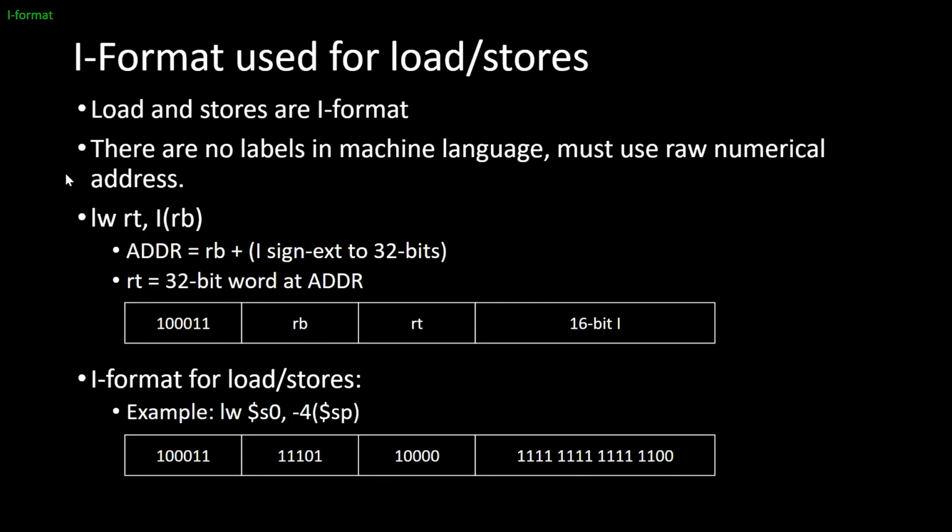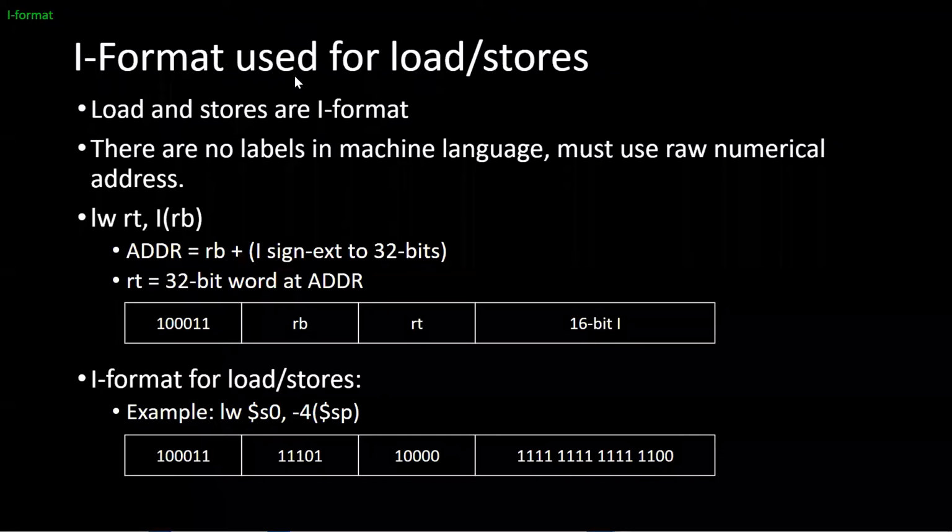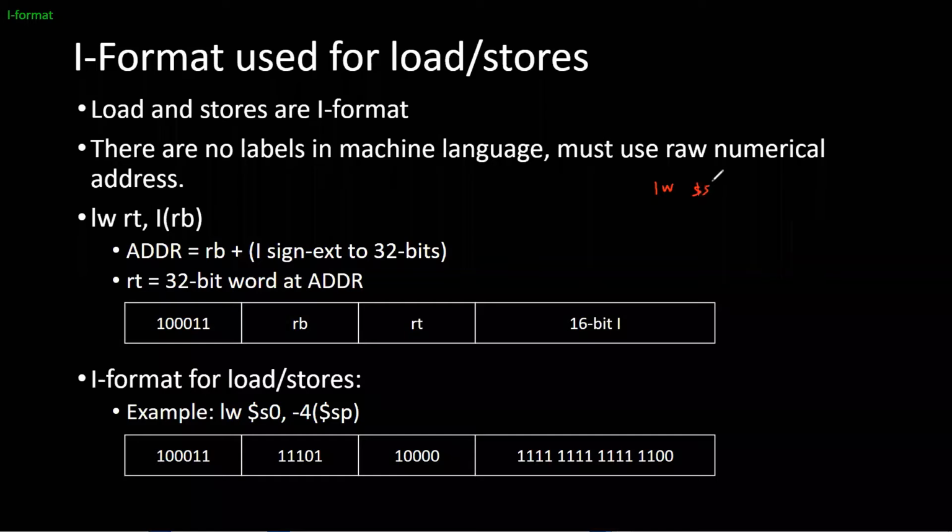Okay, now let's look at a different scenario where we have a load word or store word. There are some cases that use labels. For example, we had something like load word S1, and then we would give it, for example, array. So this was a case where we are using a label. I briefly hinted about this before, but basically there are no labels in machine language.